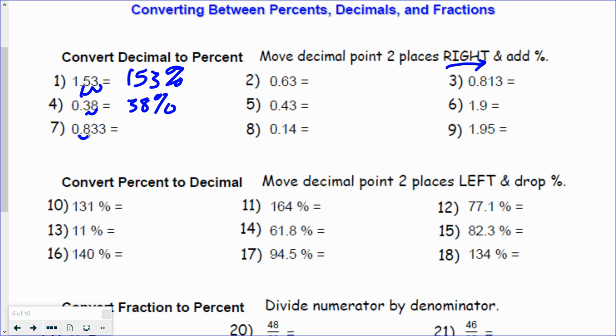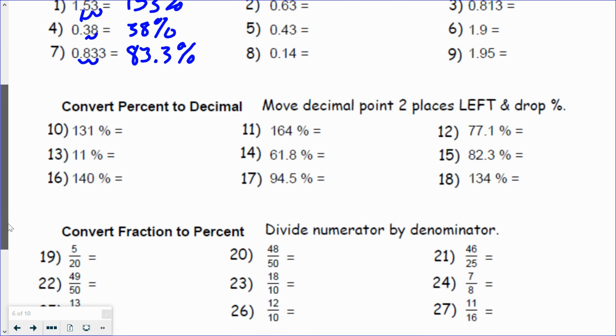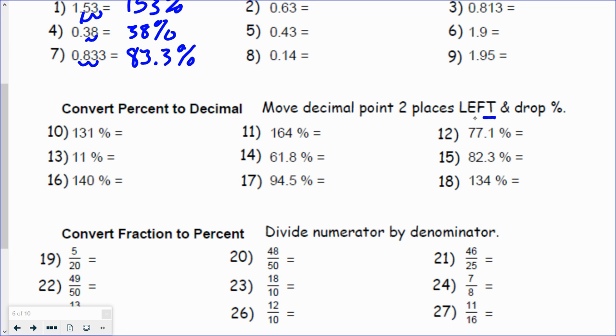Now, this one, remember twice, so it is in between the 2 3s. That decimal does not disappear just because you're putting a percent sign. Okay? What about 10, 13, and 16? Now, instead of going to the right, we're going to the left, and then we're dropping the percent. No percent needed. But where is my decimal? Well, it's right here at the end. That's all you're doing. Then just move it over twice.